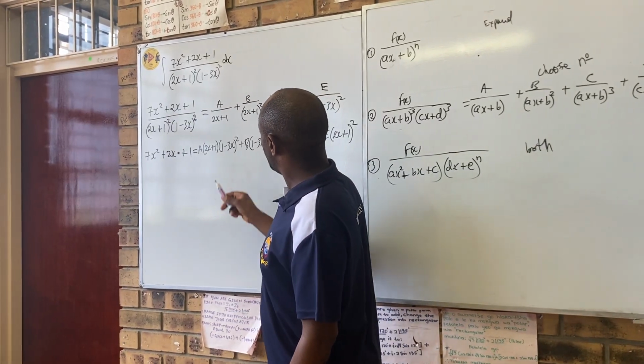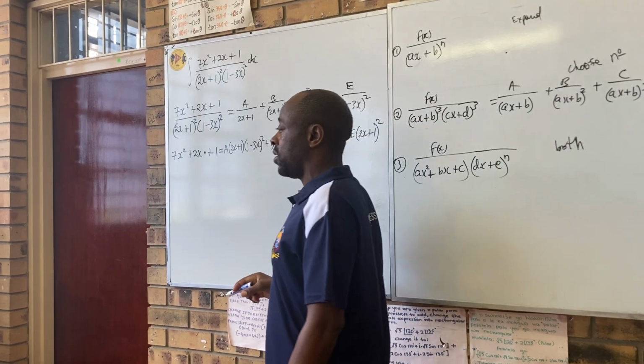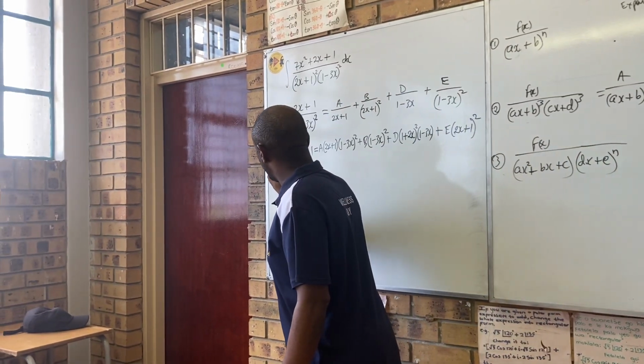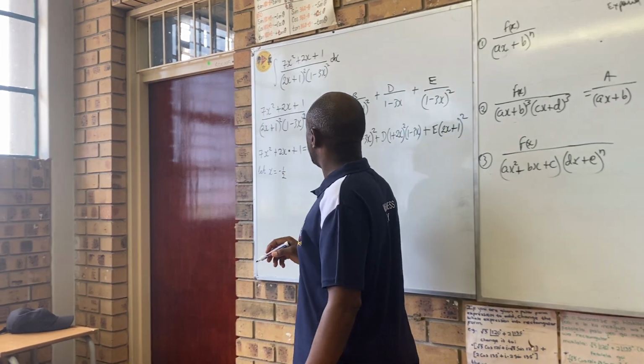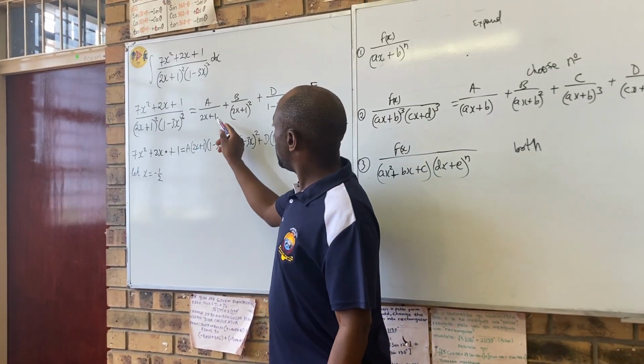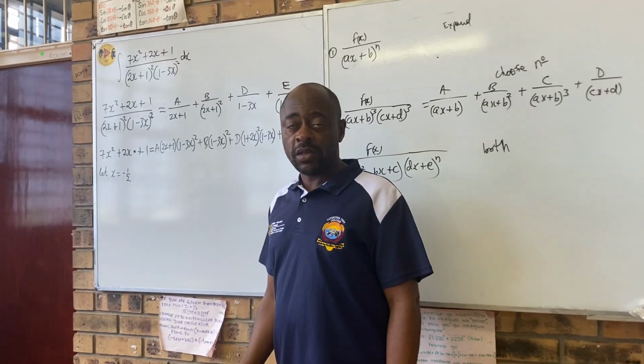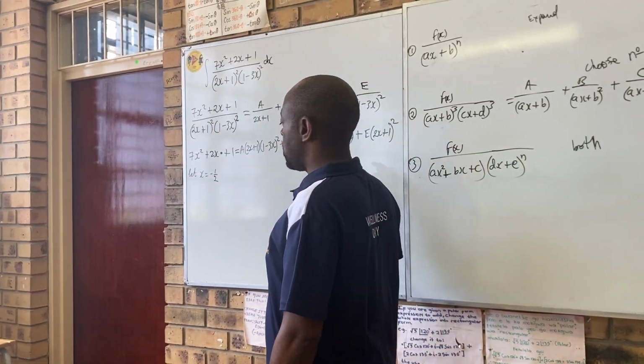So the numbers that I will choose, I'll just equate the denominators to 0, and I see my values of x. So if I say let x be equal to -1/2, how did I get -1/2? I equated this to 0 and solved for x. Then I'll substitute it right across.